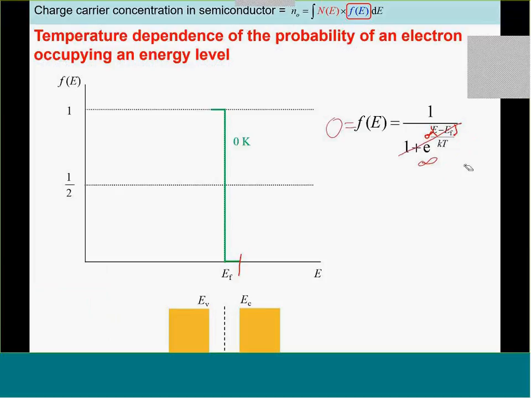So this expression is positive over 0, so we get e to the power of infinity. So e to the power of infinity is infinity, so 1 over infinity is 0. So we get this one as 0. But what about this as 1? 0 then EF.